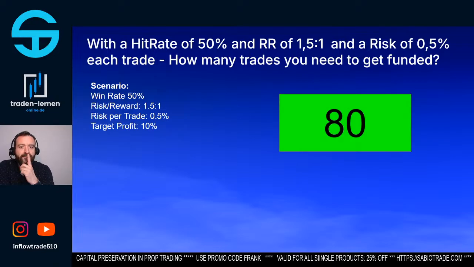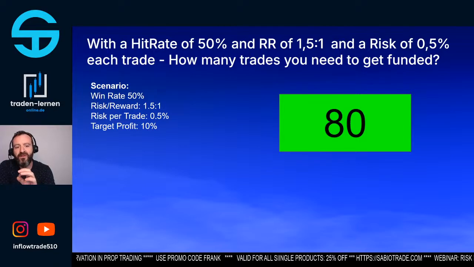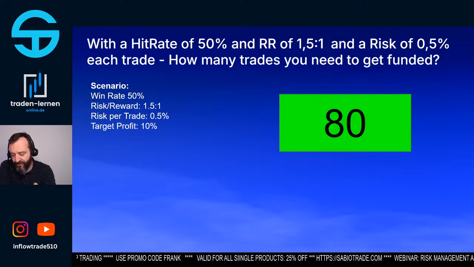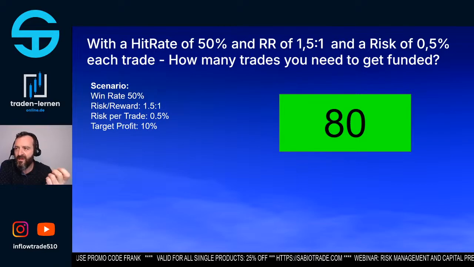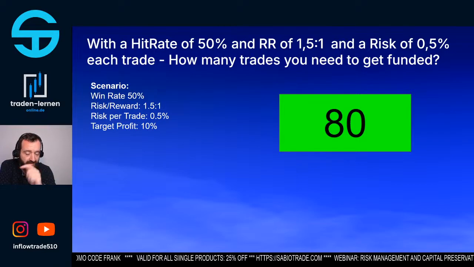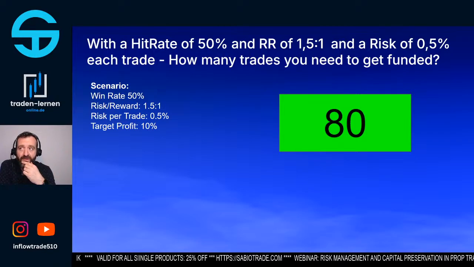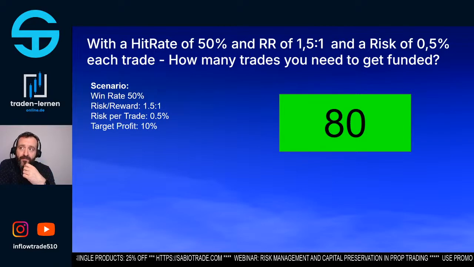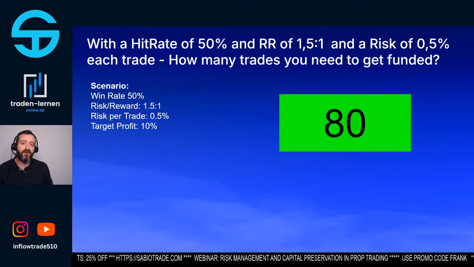It is 80. You need approximately 80 trades to get funded. And now you can also calculate, for example, how long you need to get funded. If you take 10 trades a day in such a system, it needs 8 days. If you trade 1 trade a day on average, it takes you 80 days. If you take 2 trades a day, 40 days. It's very simple mathematics, right?